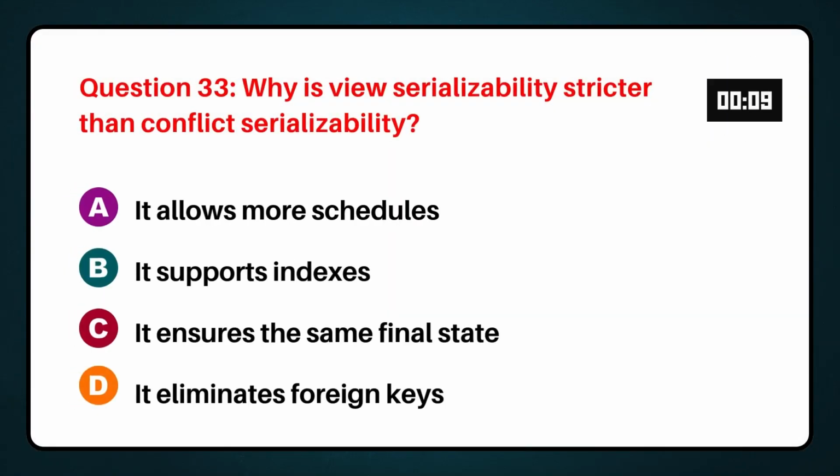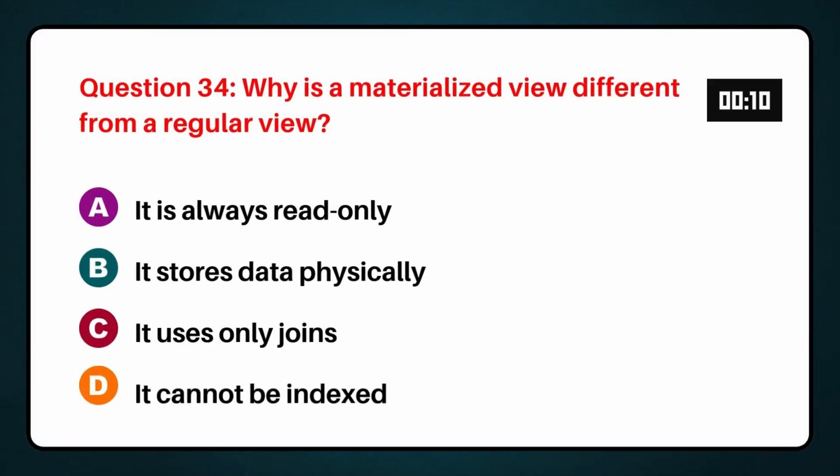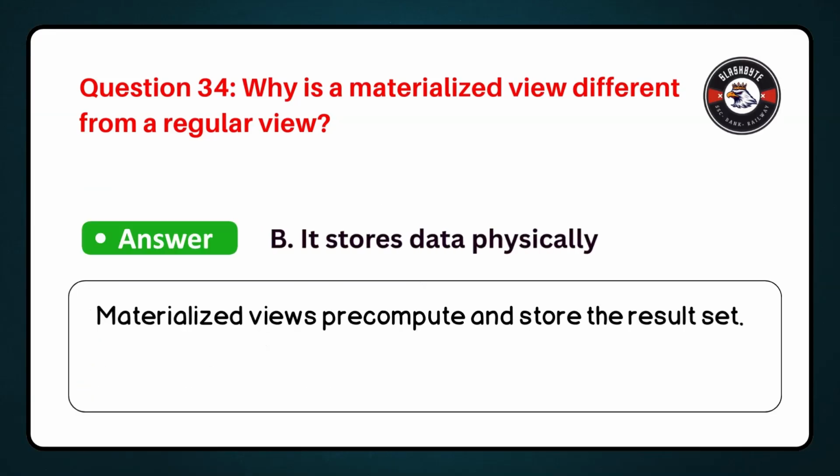Question 33. Why is view serializability stricter than conflict serializability? Correct answer, C. It ensures the same final state. Question 34. Why is a materialized view different from a regular view? Correct answer, B. It stores data physically.